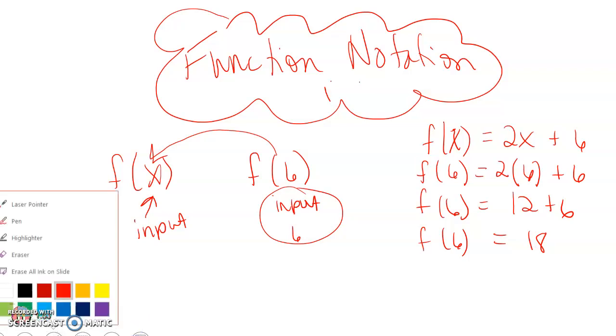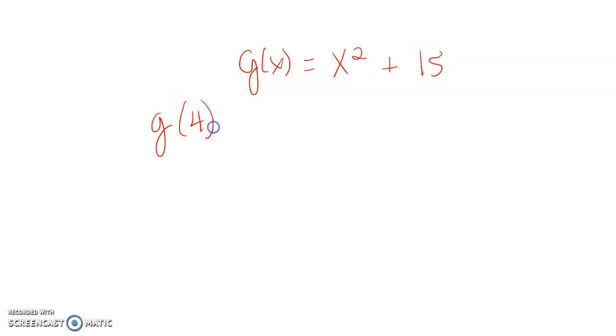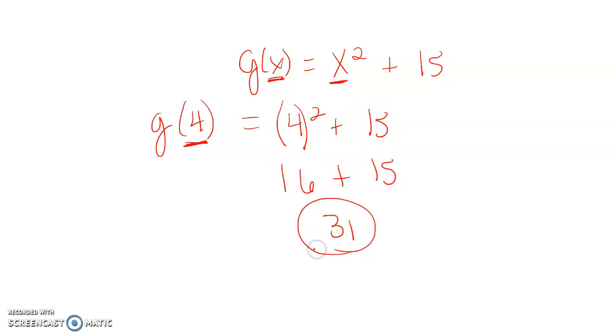Okay, here's another one. Same thing, but this time let's do one with an exponent. Let's say I have g of x equals x squared plus 15, and it gives me g of 4. Then that means I'm going to take 4 and input it for x. So instead of x, parentheses, 4, parentheses, squared, plus 15. 4 squared is 16, plus 15 equals 31.